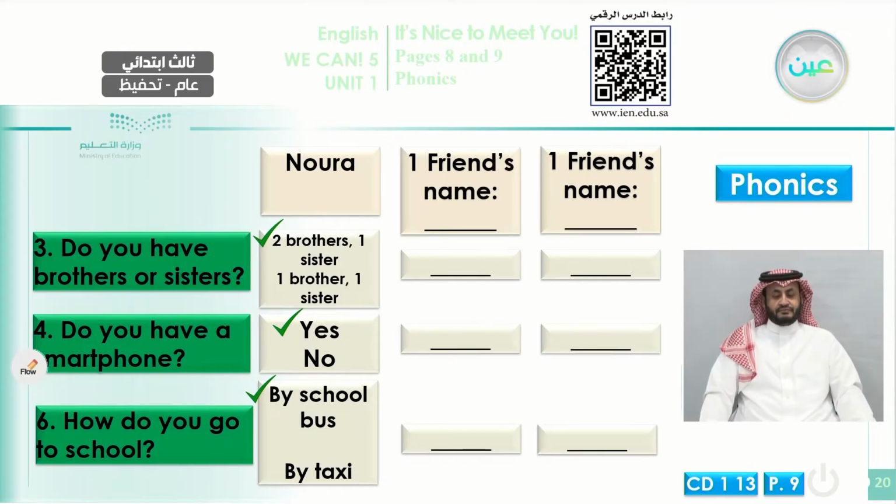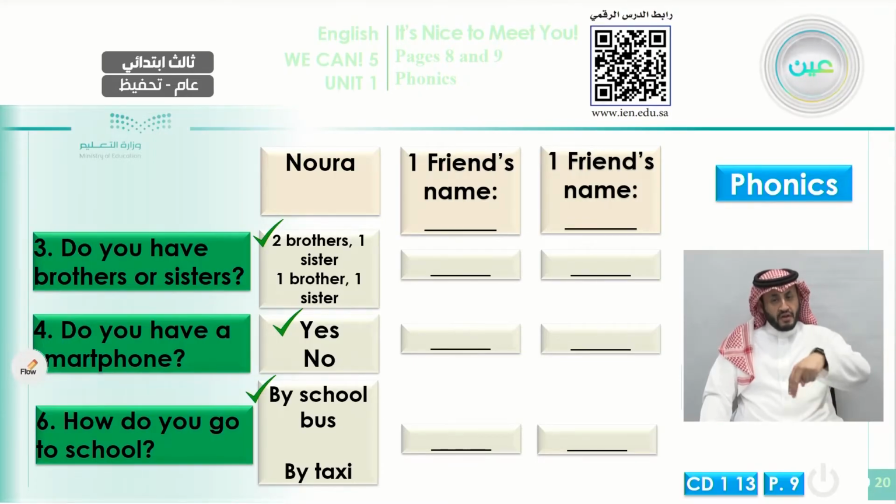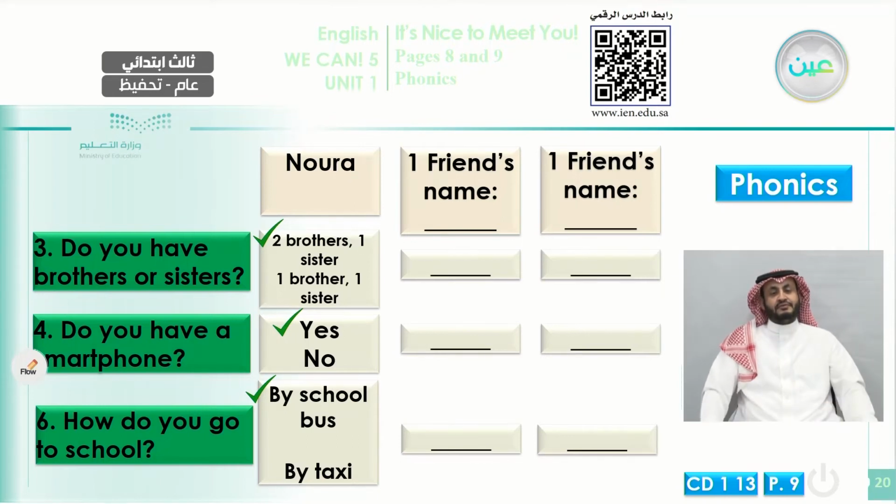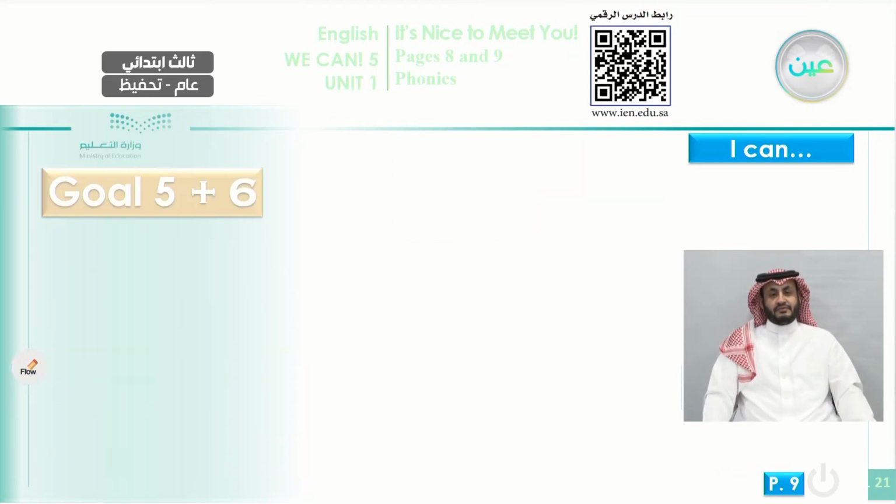Okay, so we find out some answers to some questions. She has 2 brothers and 1 sister. Also, does she have a smartphone? Yes, she has a smartphone. How do you go to school? When asked how she goes to school, she answers by school bus. So she goes to school by school bus.